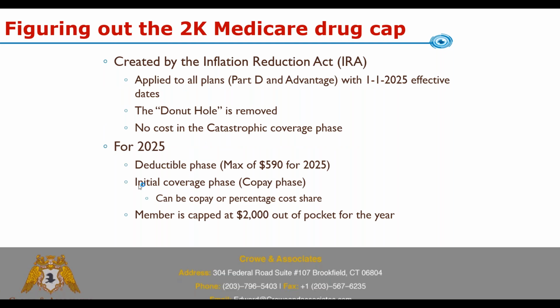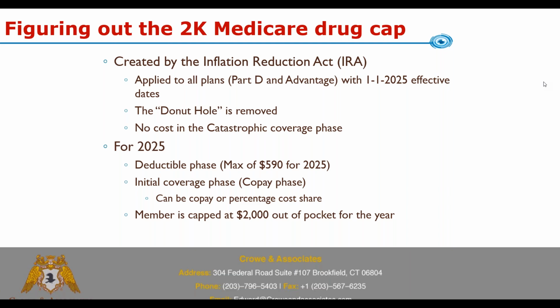So first of all, we'll start with the cap and how it was created. The Part D drug cap was created by the Inflation Reduction Act, IRA, and it applies to all plans. That can be standalone Part D plans or Medicare Advantage plans with drug plans in them, MAPDs. Anything effective 1/1/2025 and later. So for this AEP, which is all 1/1/2025 effective dates, it applies to those.